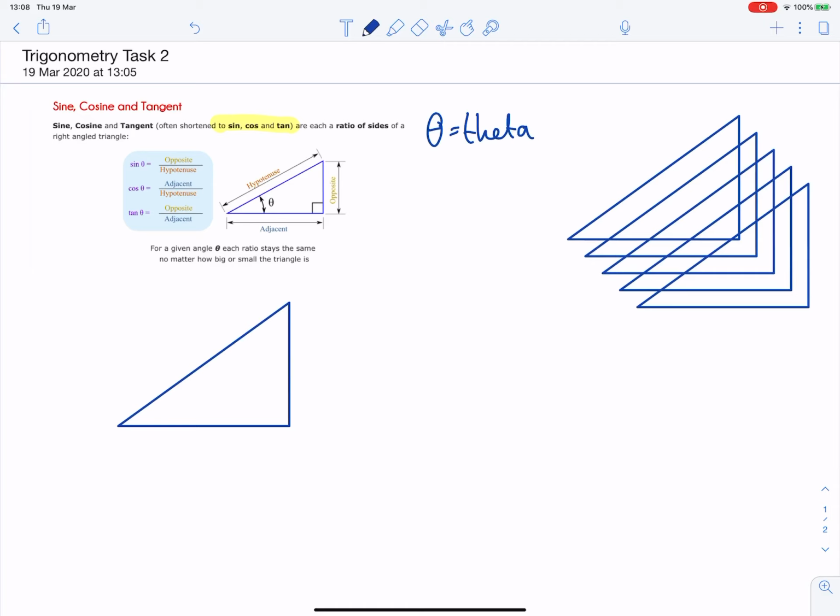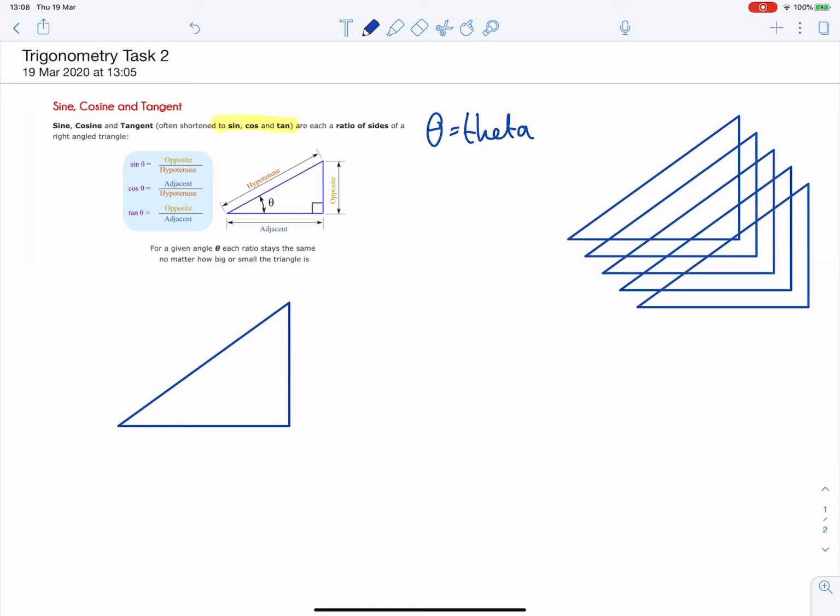So it means that sine theta is the ratio of the opposite side of a right angled triangle to the hypotenuse of the right angled triangle. So sine theta is the ratio between the opposite and the hypotenuse. Cos theta is the ratio between the adjacent and the hypotenuse, and tan theta is the ratio between the opposite and adjacent, always. And it doesn't matter how big the triangle is or how small the triangle is, the ratio is still going to give the same angle.